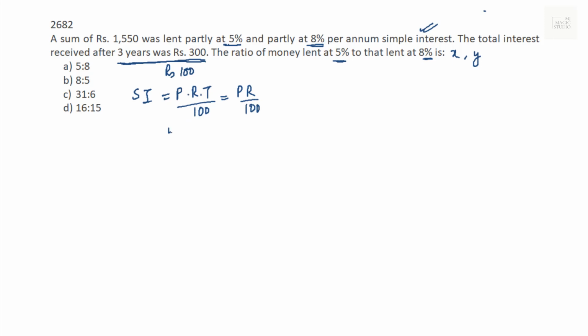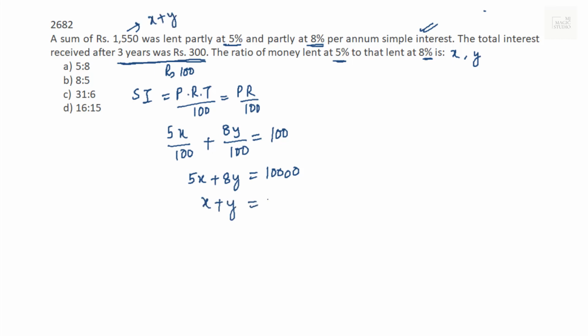So what we can say, 5x by 100 plus 8y by 100 is equal to the interest received, that is 100. That means 5x plus 8y equals 100 hundreds, that is 10,000. And we have one more equation, x plus y equals 1550. If I multiply this by 5, 5x plus 5y equals 7750.